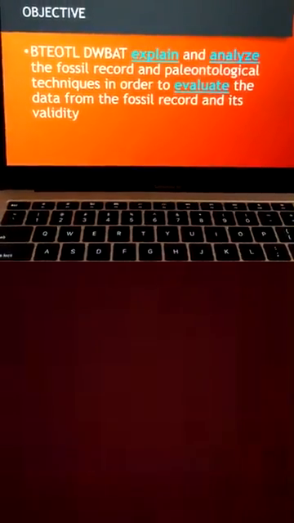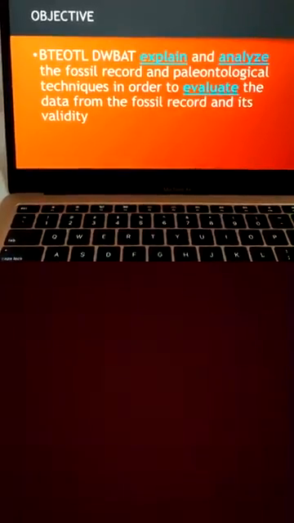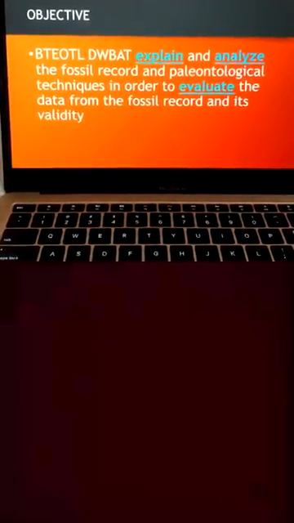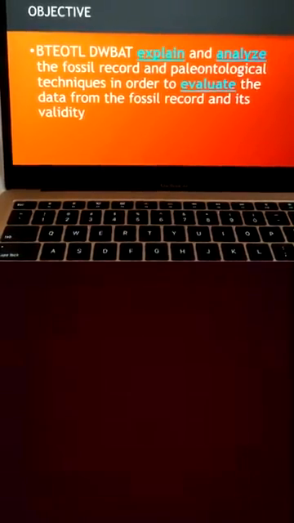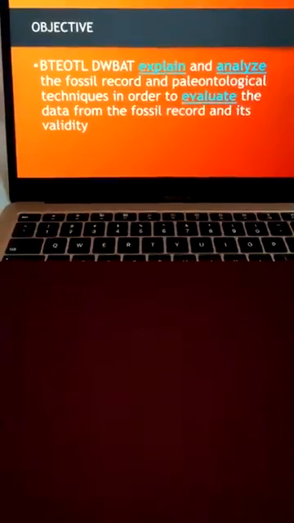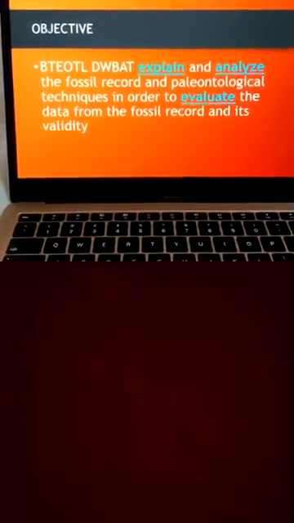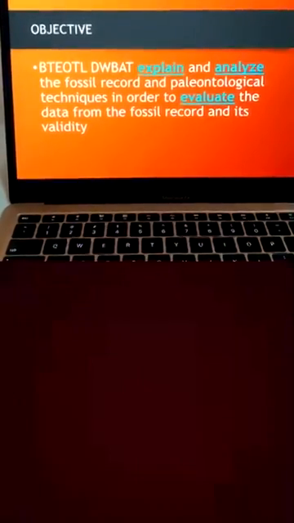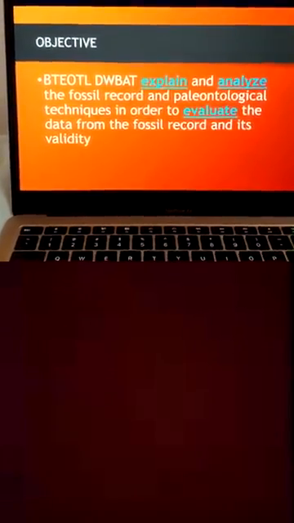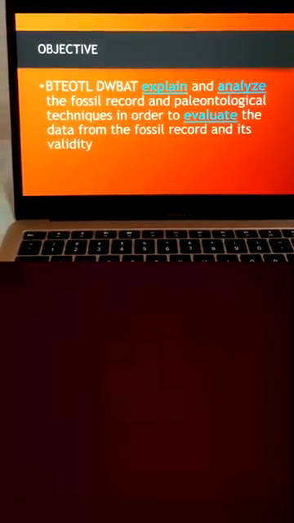Yes. You want me to read it first? Yes, please. By the end of the lesson, doctors will be able to explain and analyze the fossil records and paleontological techniques in order to evaluate the data from the fossil records and validity. Validity. Good job. How many verbs do we have? 3. Beautiful. All right, what's the first verb?